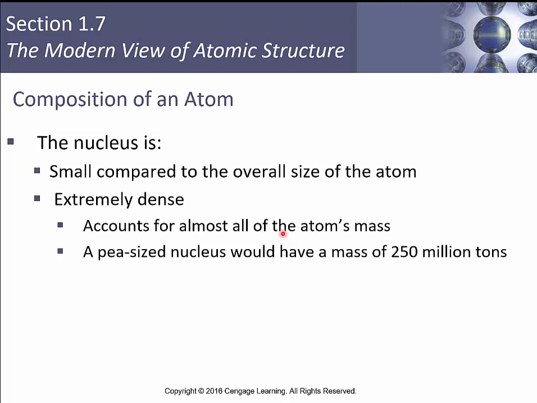Compared to the size of the overall atom, the nucleus is tiny. It's extremely dense, with almost all of the atom's mass located inside that very, very tiny area. If you took nuclear material and scaled it up to the size of a pea, it would weigh about 250 million tons.